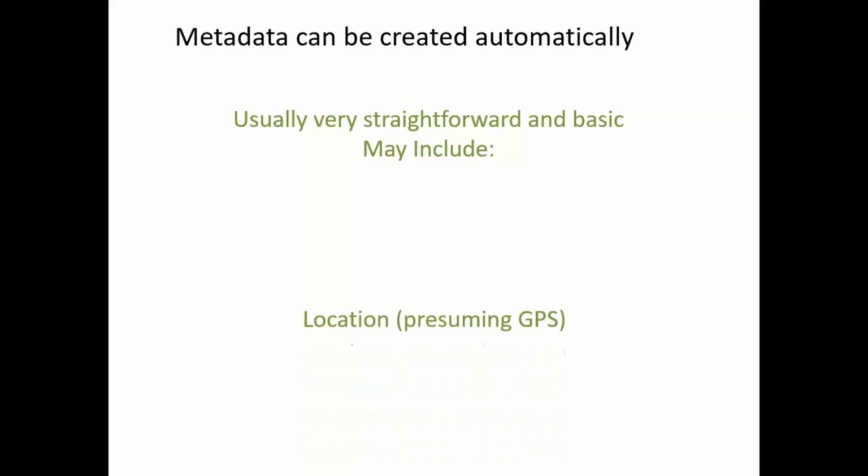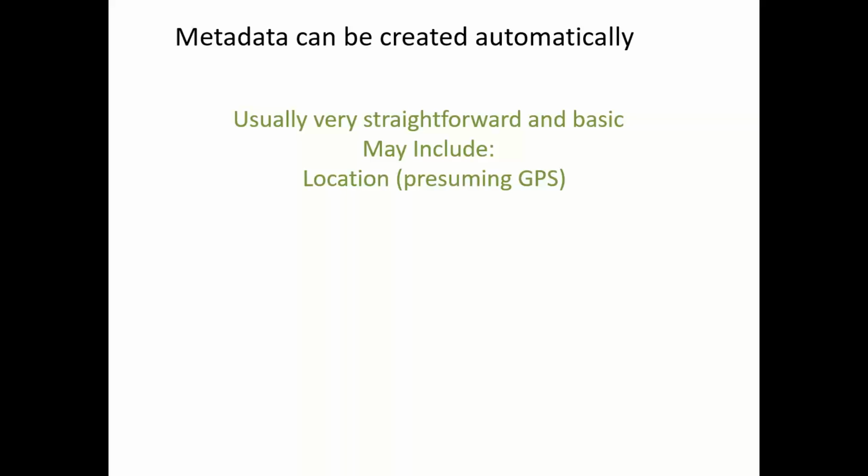A lot of it is created automatically. It's usually very straightforward and basic information. It's created when you click that button and take the picture. It records the picture and it records some other things. Like if your camera is GPS qualified, it'll record GPS information in that picture, the GPS coordinates of where it was taken. It records the file size.